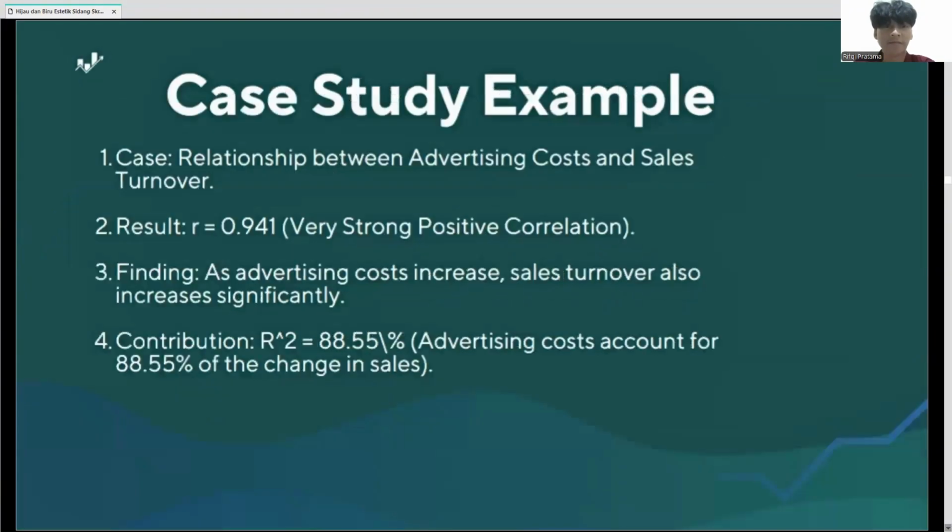Okay, next. Case study example. First, the case: the relationship between advertising cost and sales turnover. Second, the result is 0.941, a very strong positive correlation. Third, the finding: as advertising cost increases, sales turnover also increases significantly. Fourth, contribution R2: 55%. Advertising cost accounts for 55% of the change in sales. Okay, next.